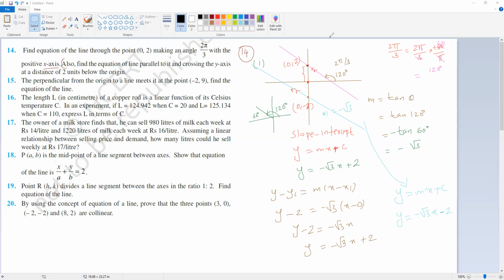If you want, you can use point slope form also. But here slope intercept form is easier than point slope form, because we know the slope and y-intercept. That is one of the most important formulas. Y is equal to mx plus c, slope intercept form, where m is the slope and c is the y-intercept.